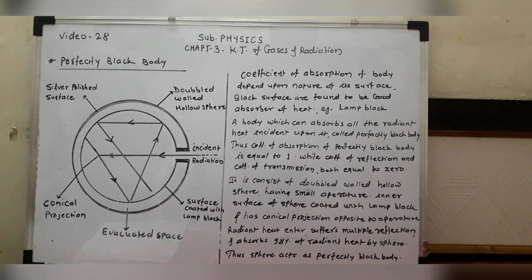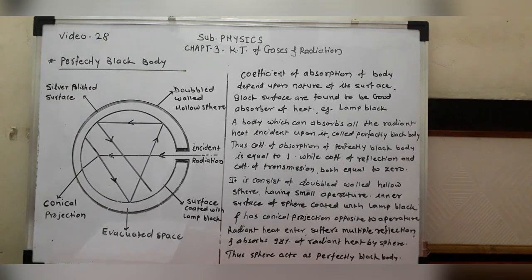Lamp black acts as a perfectly black body because it absorbs more than 98% of the radiant heat incident upon it. So we have to take the lamp black, which is coated on the inner surface of this double walled hollow sphere. A body which absorbs all the radiant heat incident upon it is called a perfectly black body.